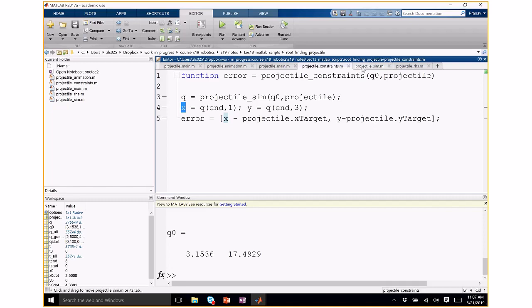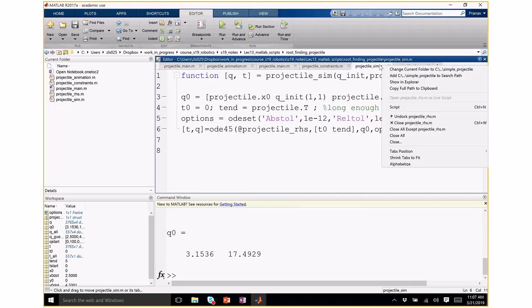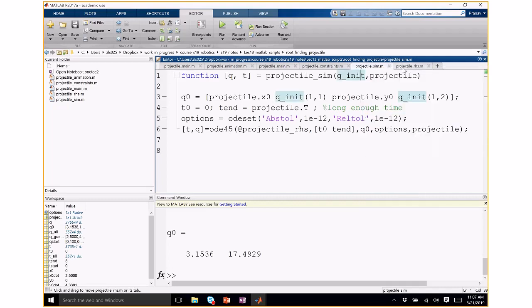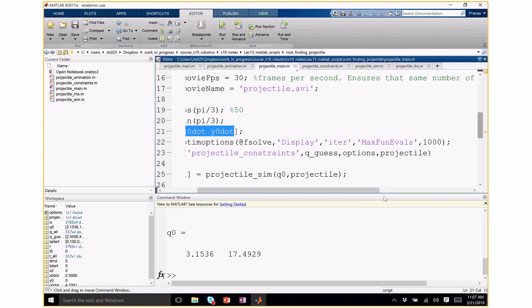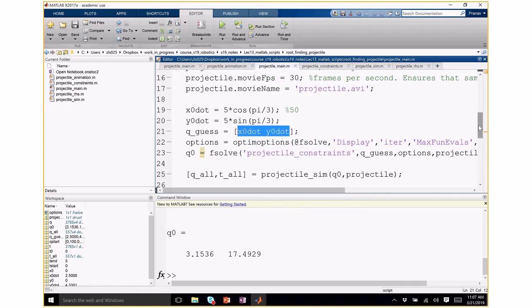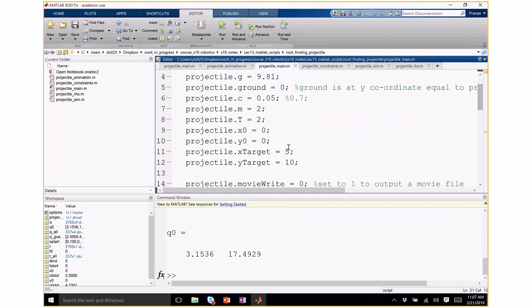The projectile sim is basically this function where I'm calling the ODE solver to integrate. It actually uses the RHS, which I talked about in the previous section. And then a bunch of plots. So we can change a few things.